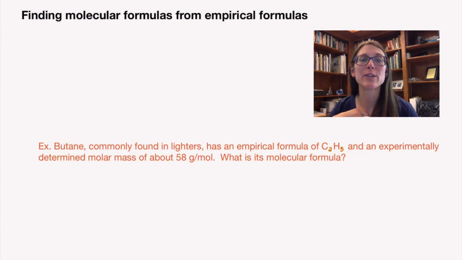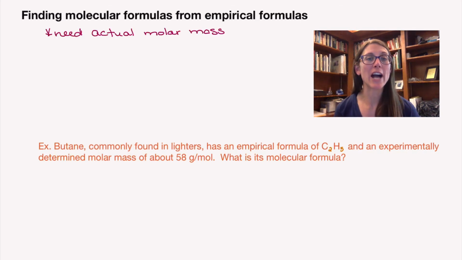Now that you know how to find empirical formula, let's talk about how you're going to find a molecular formula. You actually need one additional piece of information. You need to know the actual molar mass of the compound, and there are different experiments that we do to determine that. Once you know the actual molar mass, you just need to see how many times larger that is than the mass of the empirical formula. That's best done as a division problem.